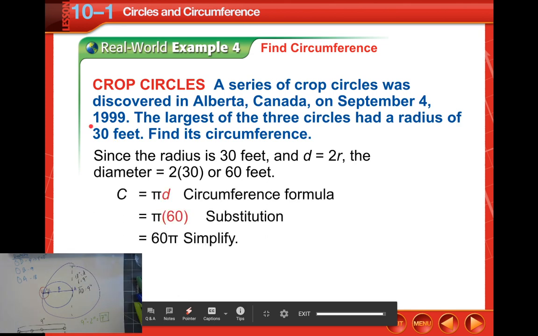60 pi is like an exact answer. That way we don't have to cut off decimals, because hopefully you remember that pi has an infinite number of decimals. So if we start multiplying things by pi, we're going to have to simplify it. If we did multiply it, we get about 188.5. We'll normally take this answer, 60 pi, because that way if we don't have our calculator, we can still do that.